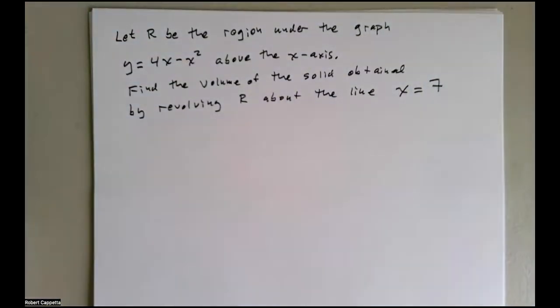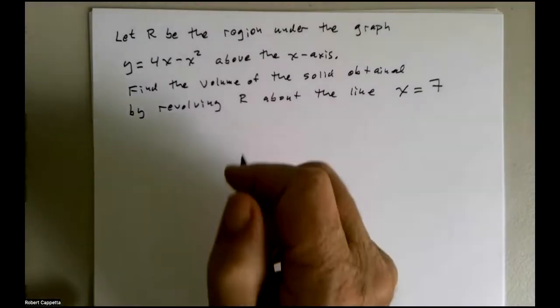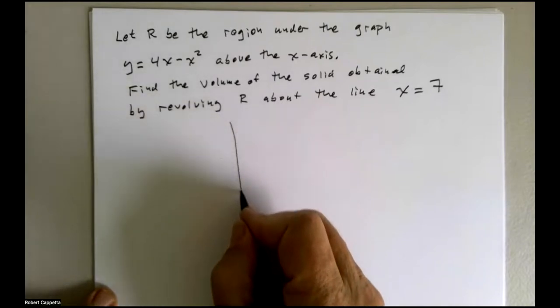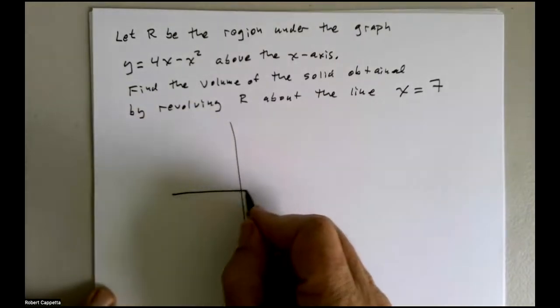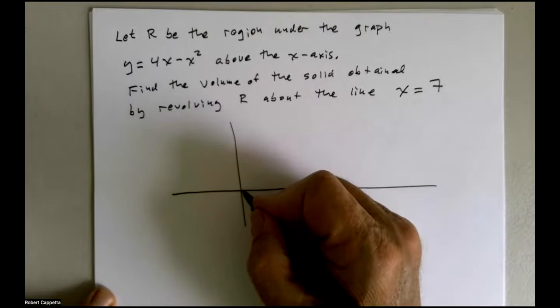Let R be the region under the graph y equals 4x minus x squared above the x-axis. Find the volume of the solid obtained by revolving R about the line x equals 7. So let's make sure we have a visual of this.